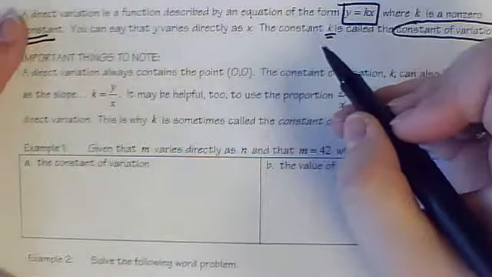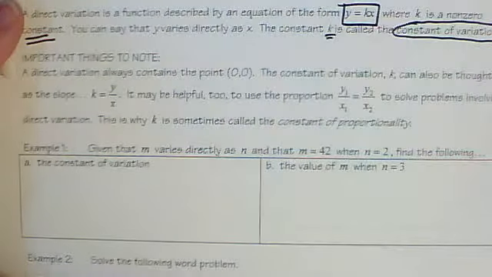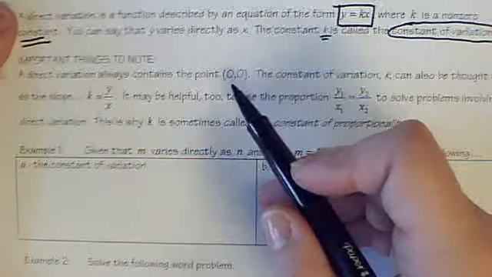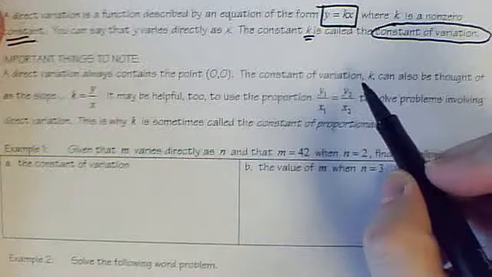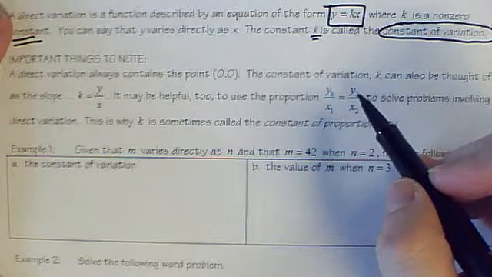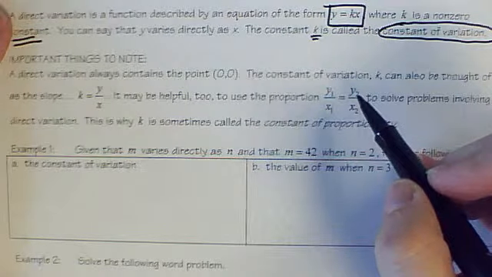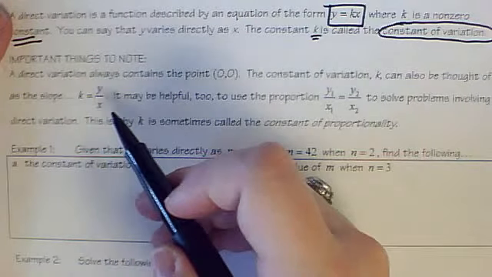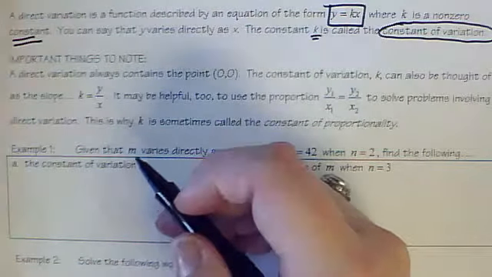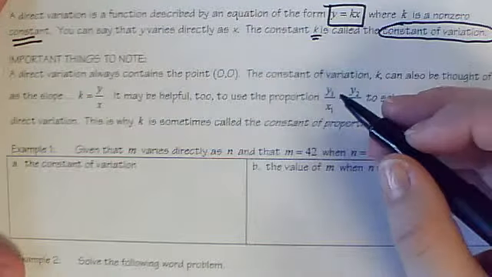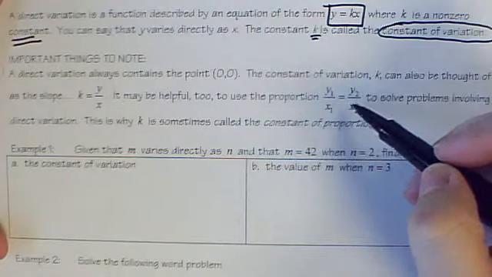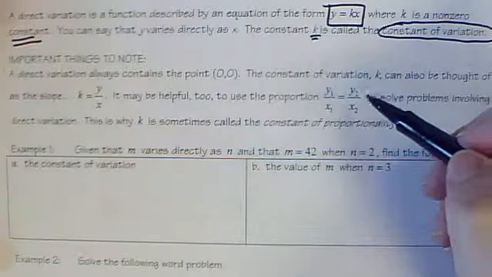Alright, some important things to note is that a direct variation always contains the point (0, 0), so whenever you're graphing it, it always starts at the origin. And that constant of variation k can also be thought of as the slope, so the change in y divided by the change in x. So k equals y divided by x. Whenever you're trying to figure out if this represents a direct variation, you can just take your y1 divided by x1, and if it's equal to your y2 divided by x2, then you know that it's a direct variation problem.